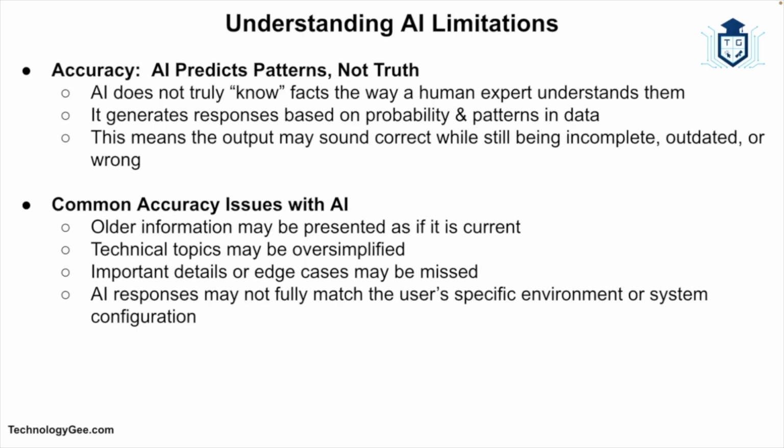And then there is the issue of accuracy. So understand that AI does not know facts. It predicts what response is statistically likely based on patterns. That means older or outdated information may be presented as current, complex technical topics may be oversimplified, and edge cases may be completely wrong. From an exam perspective, just understand this: AI output should always be reviewed, tested, and verified before used in IT environments. In real jobs, this might look like double checking AI generated scripts, verifying documentation against vendor sources, and testing AI suggestions in a lab environment first.